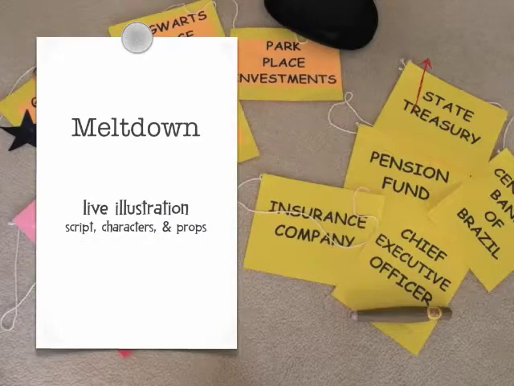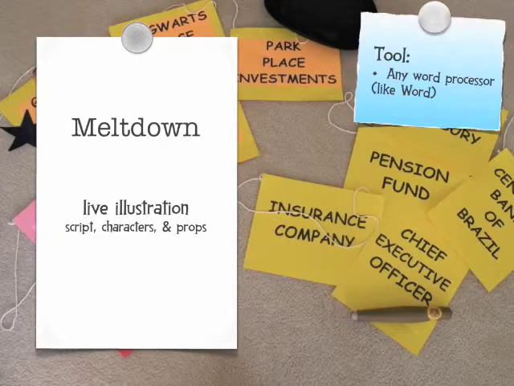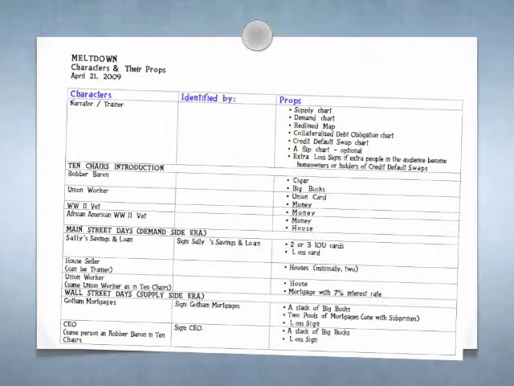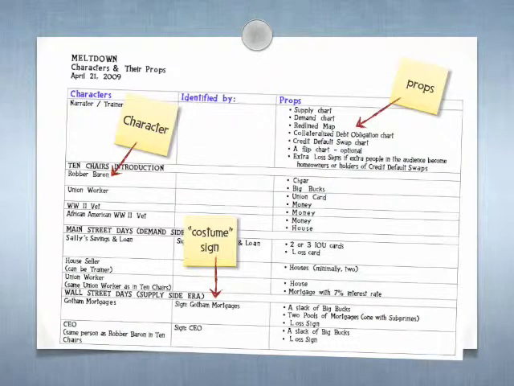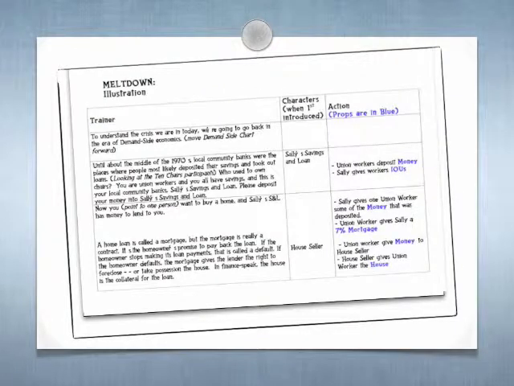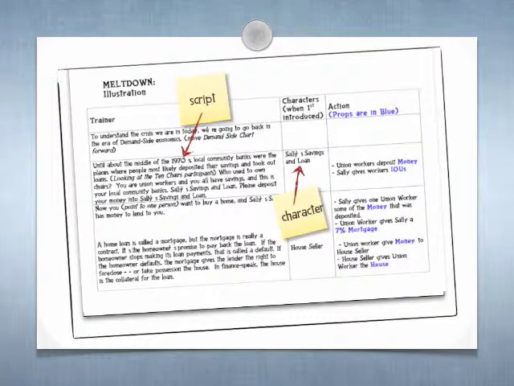Here's some examples of how Dr. Pop and our friends use storyboards. Here's the storyboard for the Meltdown live illustration by Just Economics. The only tool used here was a word processor. No images. The purpose is to provide the facilitator with a guide of what to say, when and how to engage the audience, and what props are being used. Pretty simple and straightforward. It's been working for Just Economics for many years.